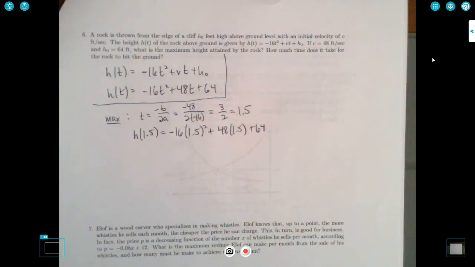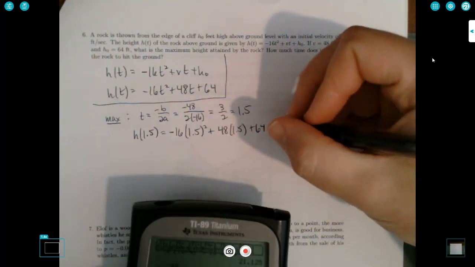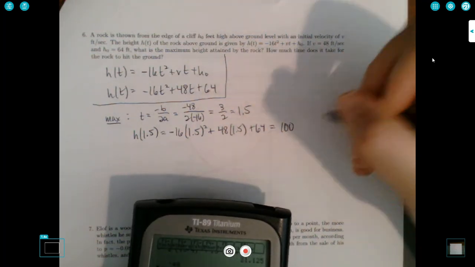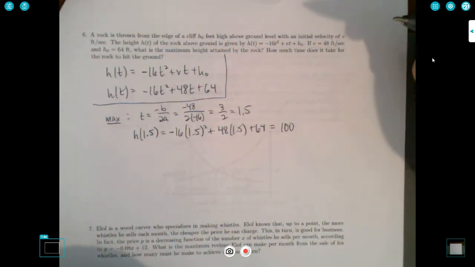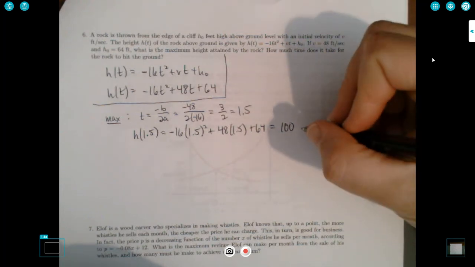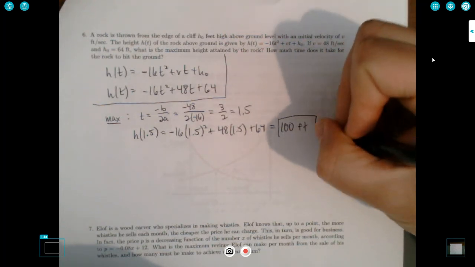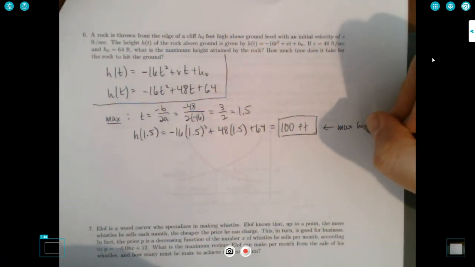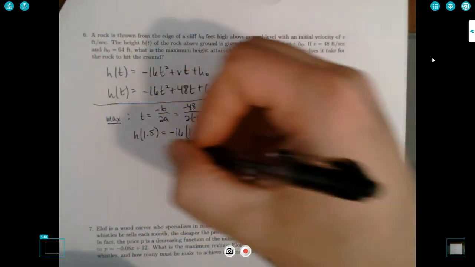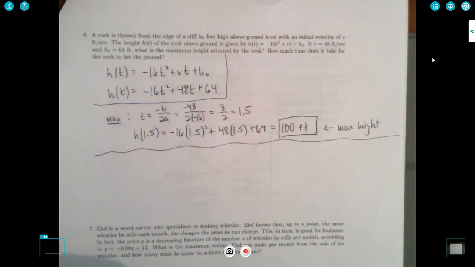So again, just plug that into your calculator. Negative 16 times 1.5 squared plus 48 times 1.5 plus 64. Ooh, that comes out to 100 on the money. That's kind of interesting. So 100 feet, that's the maximum height. Okay, so that was the first question that they asked.